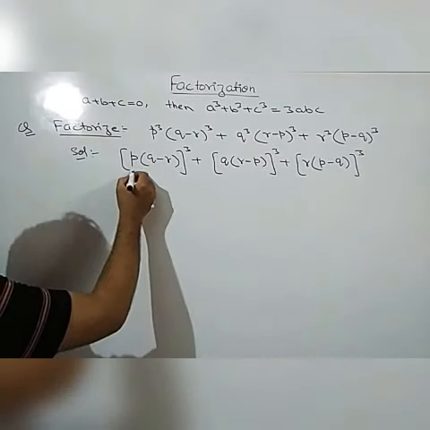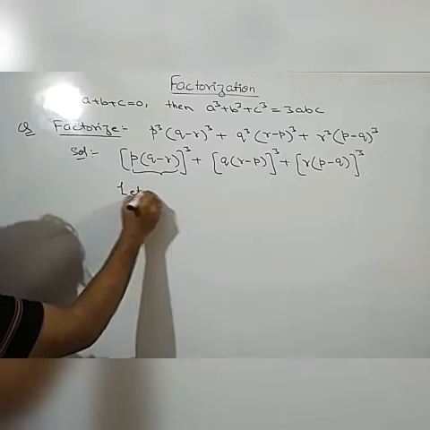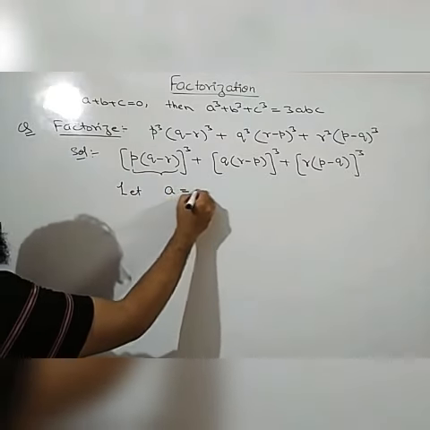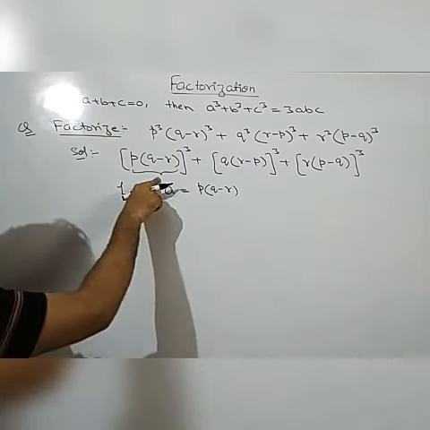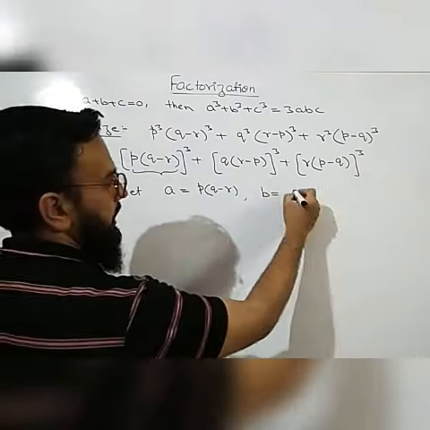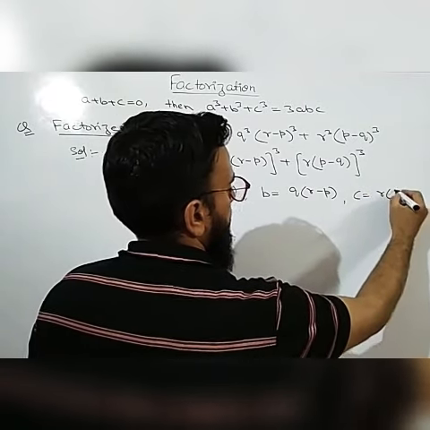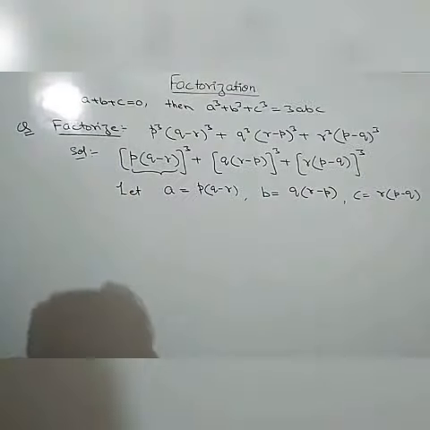Now we will consider these terms as a, b and c. So let a be equal to p into (q minus r). This first bracket I have taken as a. Then b is equal to this second bracket, q into (r minus p). Then c is equal to the third bracket, that is r into (p minus q). So we have considered these terms as a, b and c. So it is written as a cube plus b cube plus c cube.